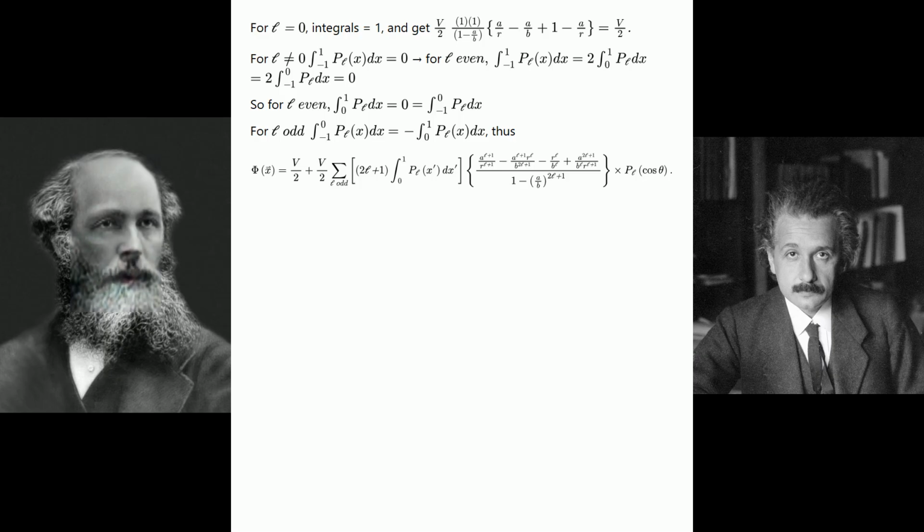For l not equal to 0, the integral from negative 1 to 1 of P_l of x dx equals 0 for l even. The integral from negative 1 to 1 of P_l of x dx equals 2 for l equals 0. The integral from 0 to 1 of P_l dx equals 0 for l even, equal to the integral from negative 1 to 0 of P_l dx. For l odd, the integral from negative 1 to 0 of P_l of x dx equals negative the integral from 0 to 1 of P_l of x dx. Thus, see the equation shown.